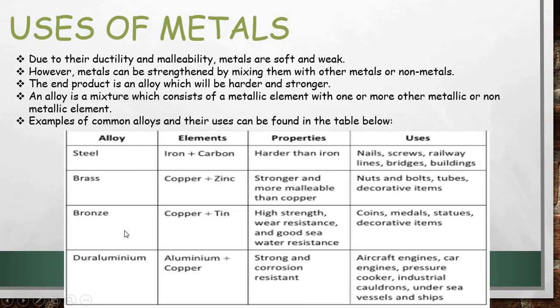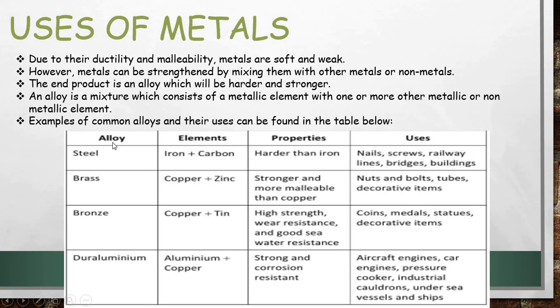Let's see some examples in the table below. The first one, steel. Steel is an alloy because it is a mixture of the elements iron plus carbon. One is metal, one is non-metal. Its properties are now harder than iron. The uses for steel are usually nails, screws, railway lines, bridges, and buildings.